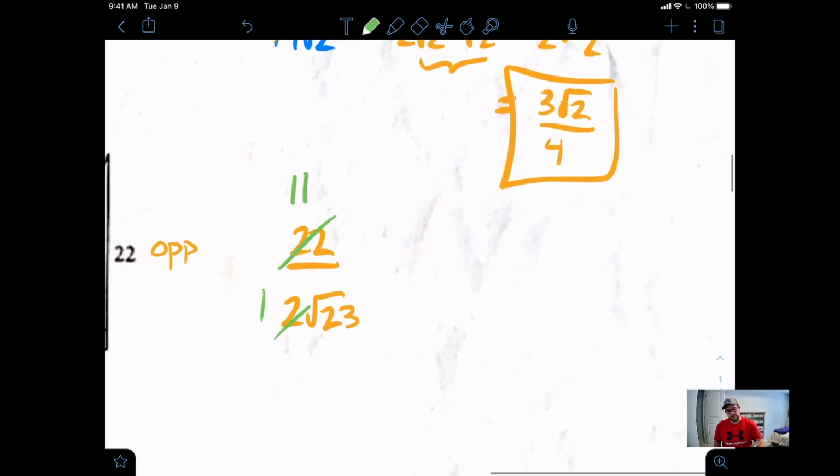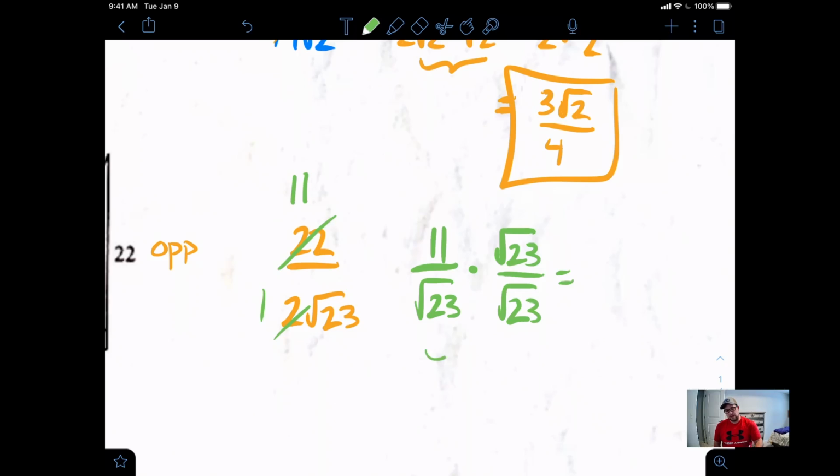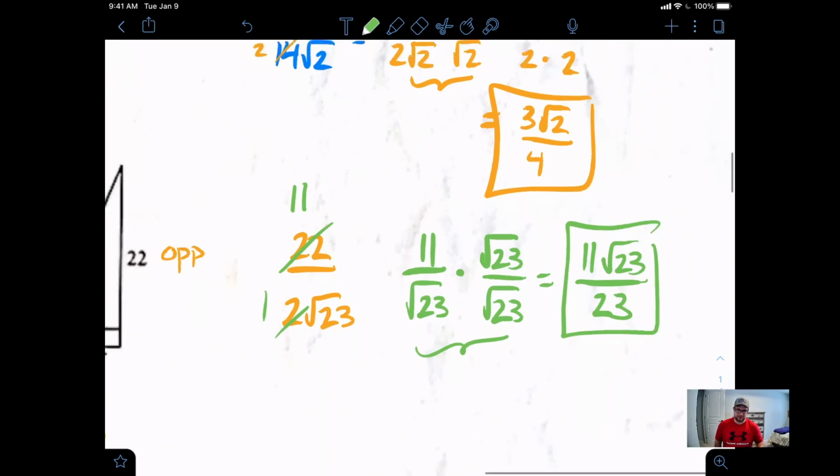We do need to rationalize, so I'll have 11 over the square root of 23. I'm going to multiply top and bottom by the square root of 23. On the bottom, that's going to turn this into just 23. And then up top, I'll have 11 square roots of 23 as my final answer.